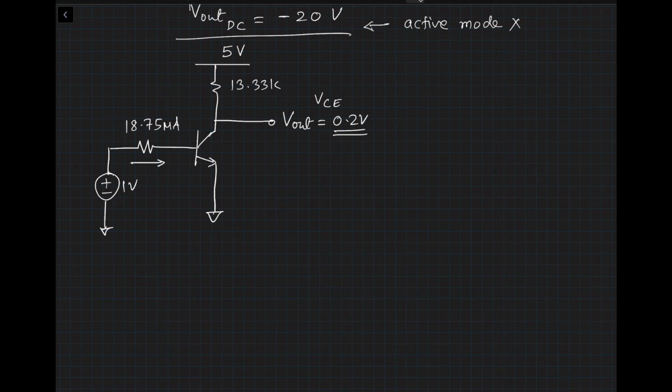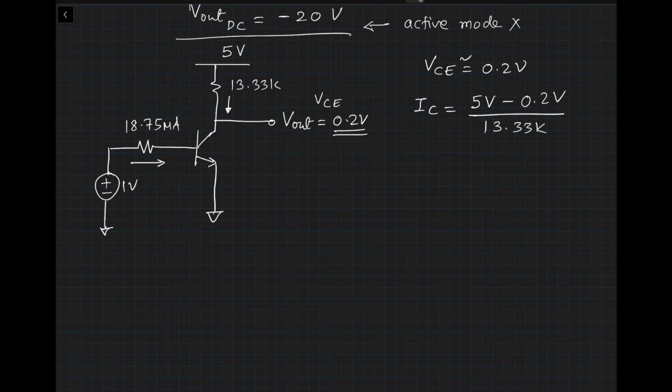Now let's figure out all the currents. First of all, what is the collector current IC? We said VCE is equal to 0.2 volts approximately. Then IC is equal to (5 volts minus 0.2 volts) divided by 13.33 K, and this number comes out to be 0.36 milliamps. Of course, this current is less than the 1.8 milliamps that we had calculated.